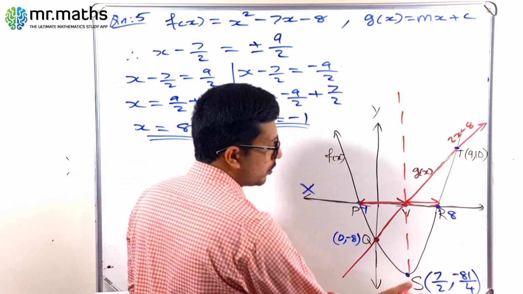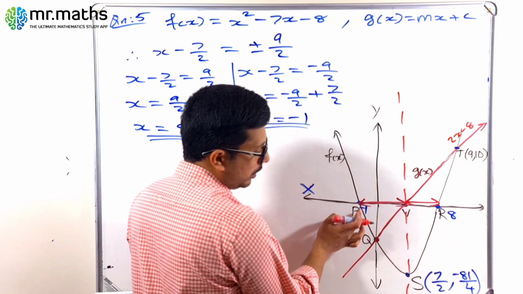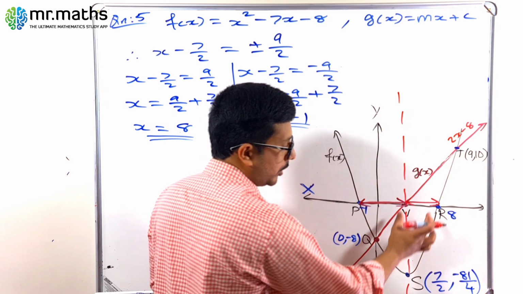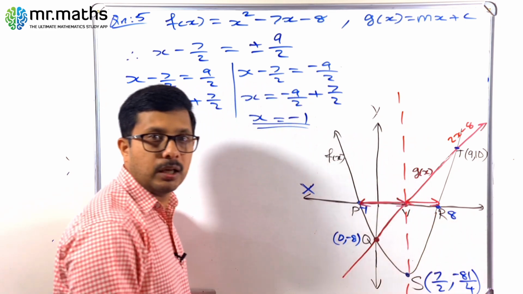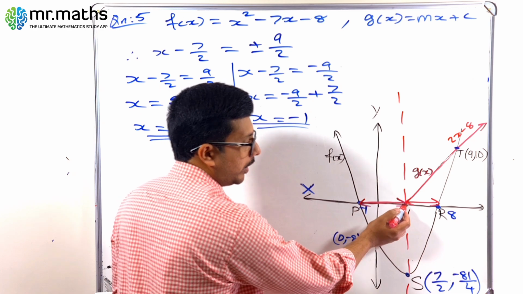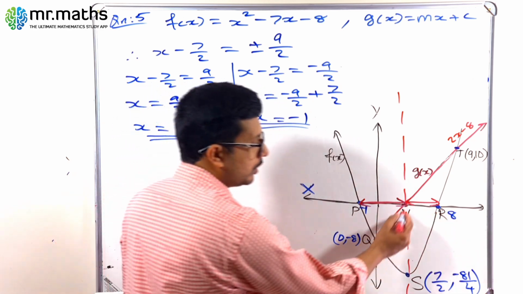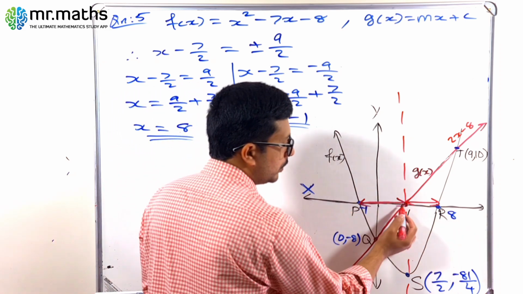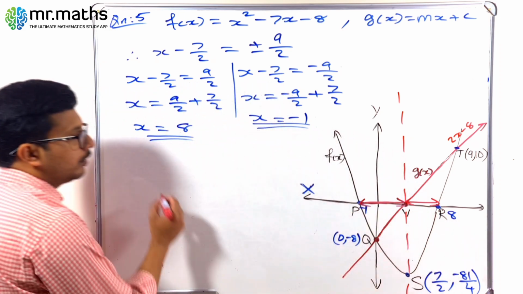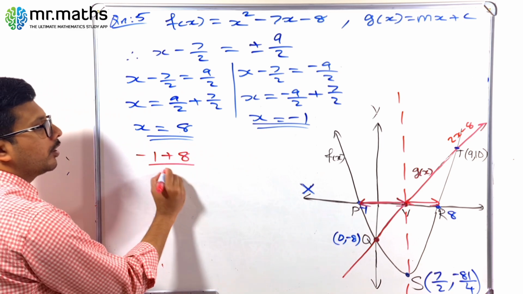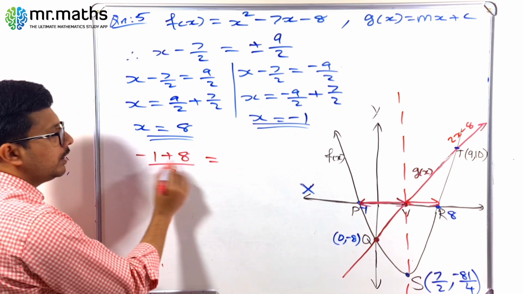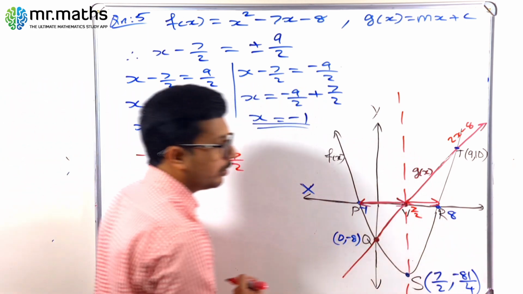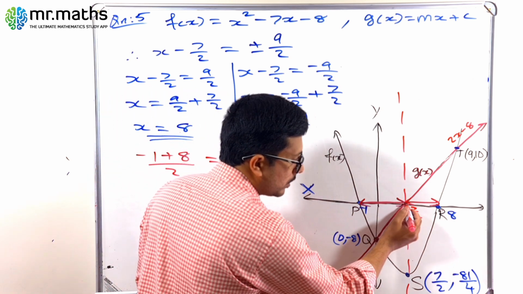That is the meaning of axis. So it doesn't look like that, but it's supposed to be like that. Axis of symmetry means that the distance from this point P to the axis of symmetry, and the distance from the axis of symmetry to the other point R, are equal. Or this point is the midpoint of this one. So how can you find the midpoint of minus 1 and 8? That is minus 1 plus 8 divided by 2. Minus 1 plus 8 is 7, so 7 over 2. So it means that at this point it is 7 over 2.